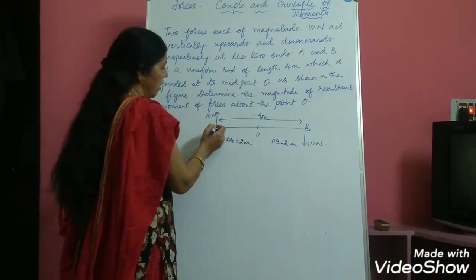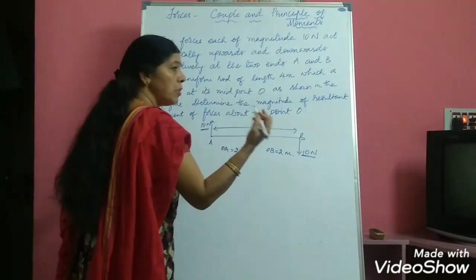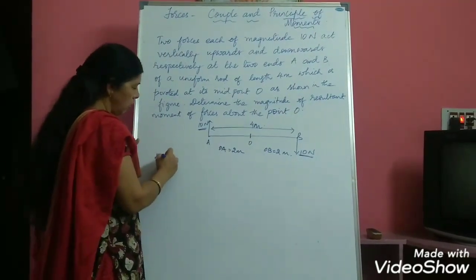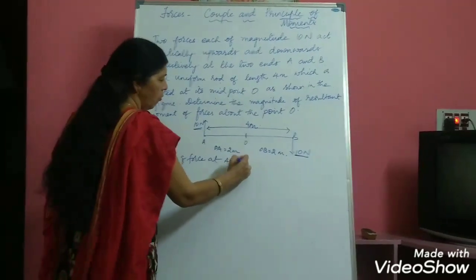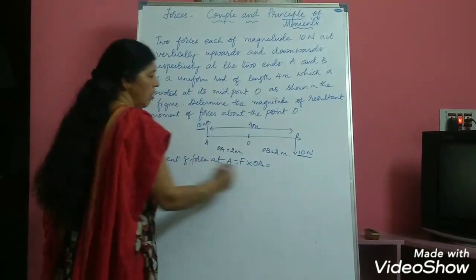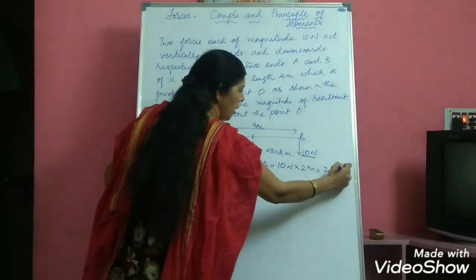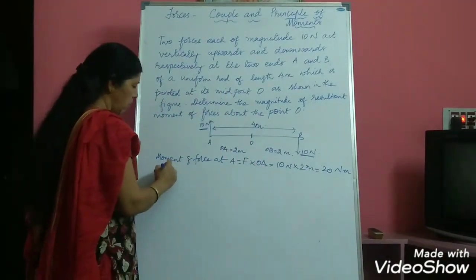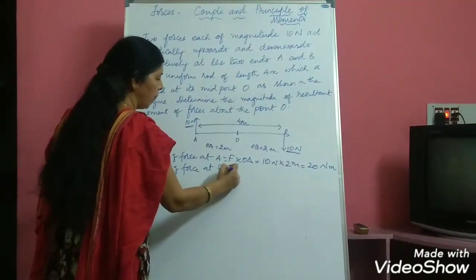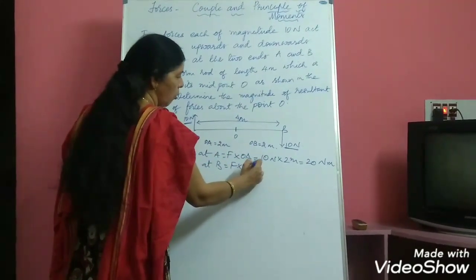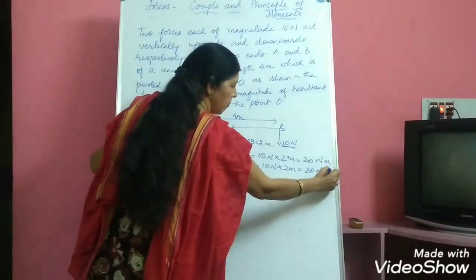Now, you just observe in the figure, these two forces are acting in opposite direction and their magnitudes are also same. If you take the moment of force formula, then moment of force at A will be equal to force into OA, that is equal to 10 Newton multiplied by 2 meter. This will be equal to 20 Newton meter. Likewise, moment of force at B will be equal to F into OB. This will be equal to again 10 Newton into 2 meter, which is 20 Newton meter.